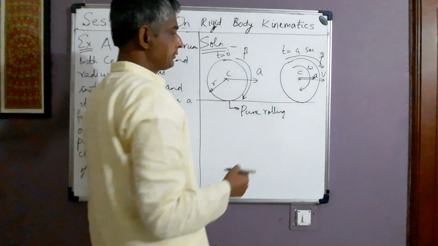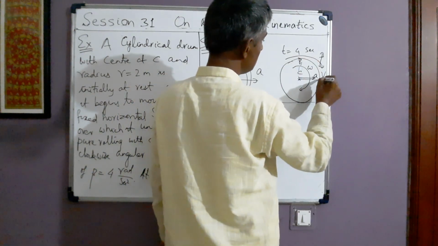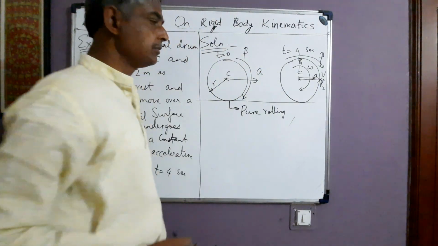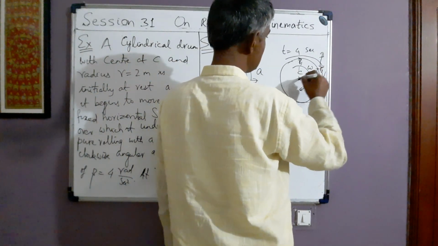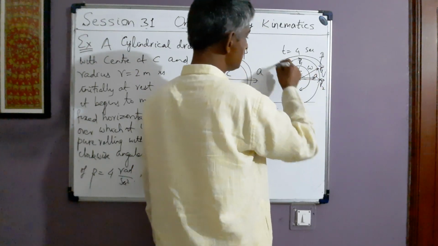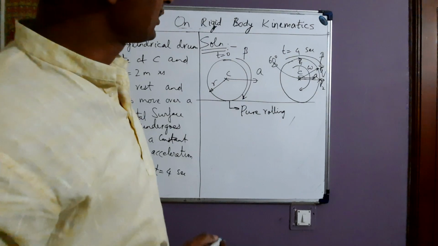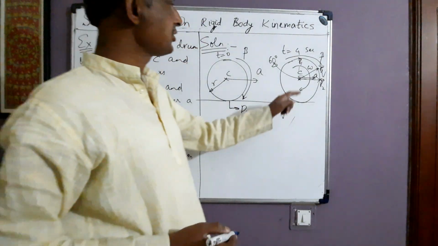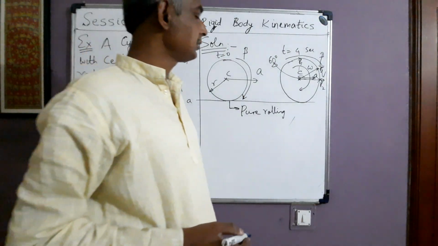So at 4 seconds, this is the highest point, the material point of the drum, P1. This is the point on the circumference of the drum at the same horizontal level as center C, P2. And P3 is somewhere here. CP3 makes an angle of 60 degrees with the vertical. Now we have to find the tangential acceleration of these 3 points and also the radius of curvature.